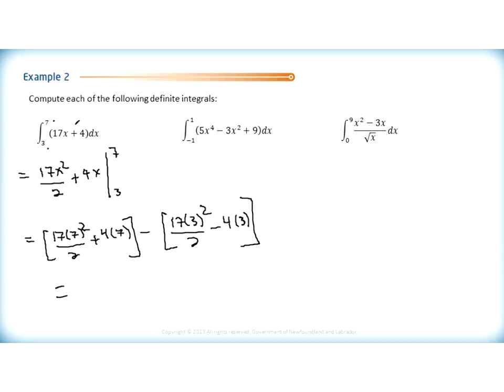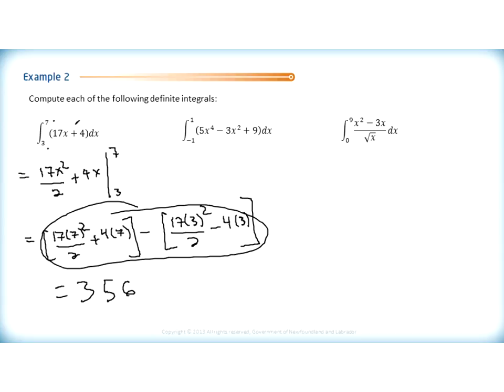Okay, my magic calculator tells me that this should be 356. So just doing arithmetic from there gives us 356. Let's do the second one now. So this one, I'm going to use this space and then we'll erase it after. So I've got to go from -1 up to 1. Those look like friendlier numbers.